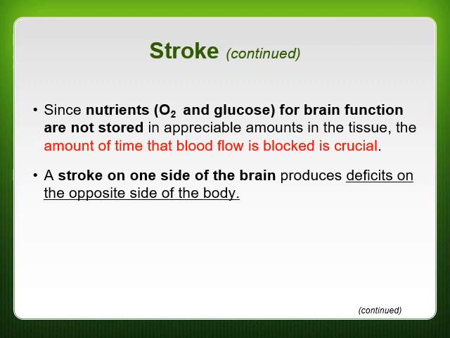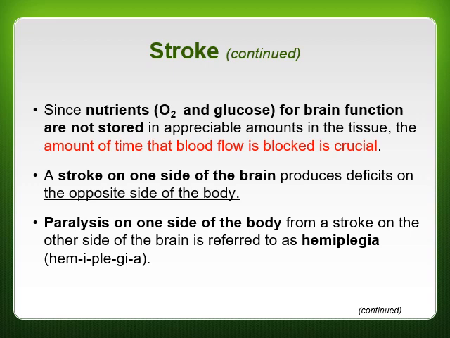Stroke on one side of the brain: if you have a stroke and it happens on the left side of the brain, well then you will have deficits on the right side of the body. It works contralateral. So if it happens on one side, your deficits will show up on the opposite side. Paralysis on one side of the body from a stroke on the other side of the brain: if you've ever met anyone with a stroke, or ever heard anything about it, people talk about being paralyzed on one side. That is a phenomenon known as hemiplegia.